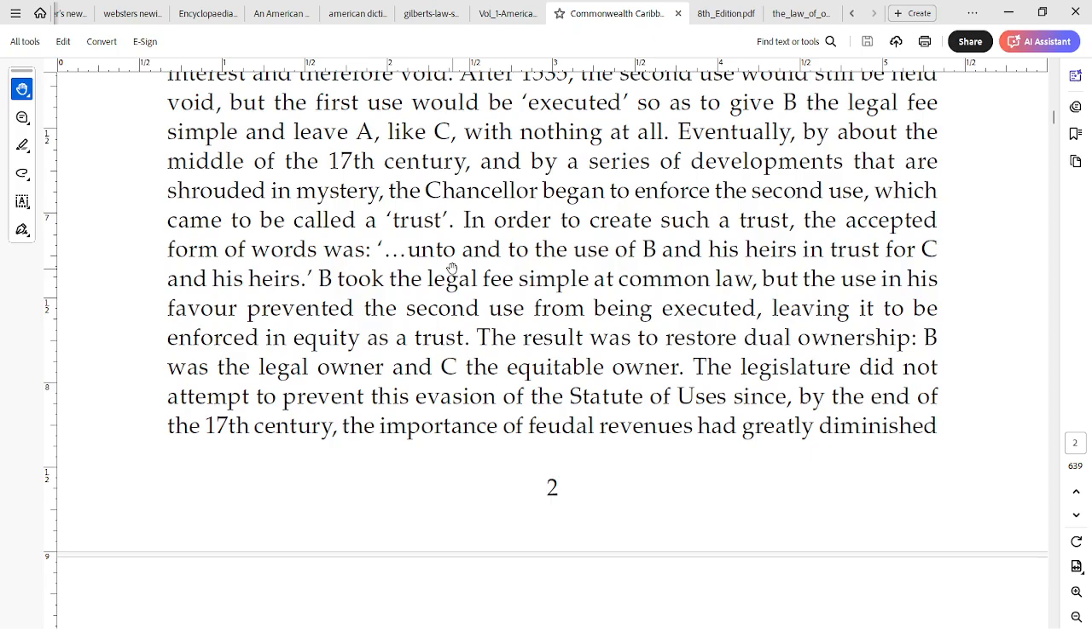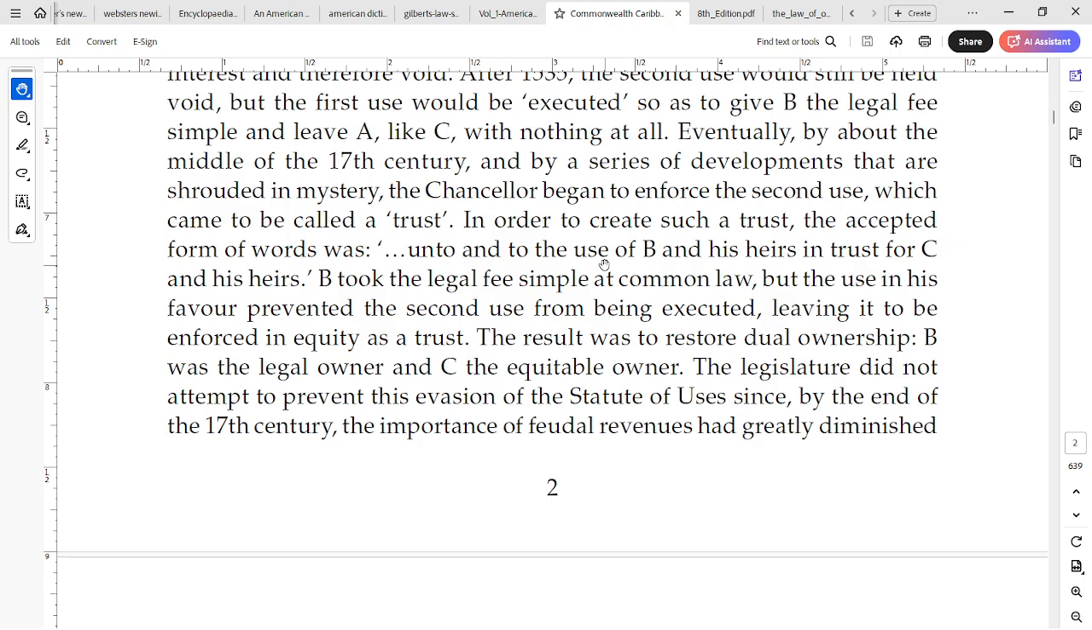C and his heirs as beneficiary. So B took the legal fee simple at common law. So at common law, the legal title is recognized. But the use in his favor prevented the second use from being executed. So you see how genius these guys were?